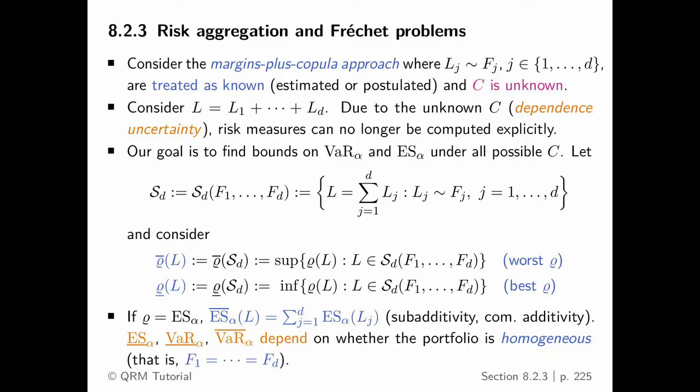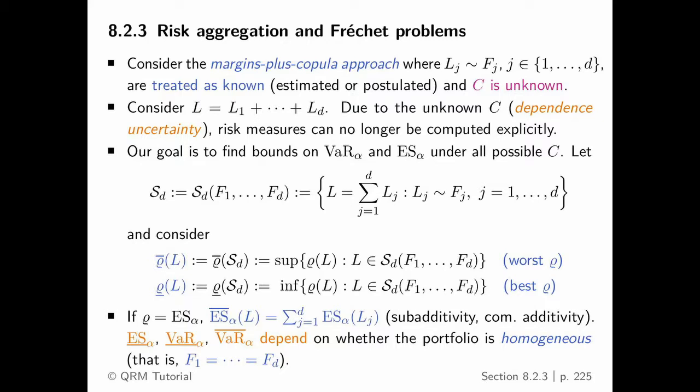And you can also do the lowest. And in particular, let's say if rho is expected shortfall, this is the only easy one. It is the worst expected shortfall of L, given I specify only the margins.